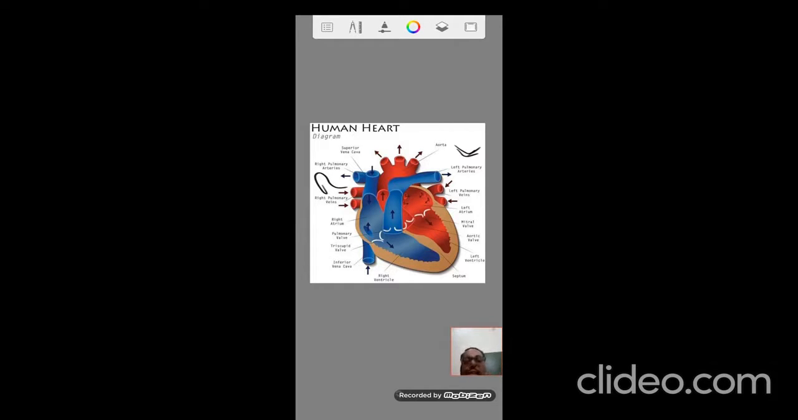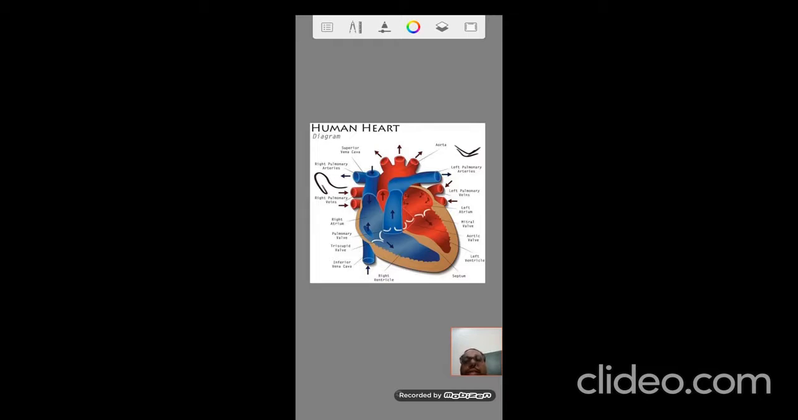You can see that these chambers have different names. On the left side, the upper chamber is known as the left atrium, and the lower one is the left ventricle. Similarly on the right, this is the right ventricle and this is the right atrium. The atrium is the connection from the lungs for the oxygenated blood, and from the right atrium blood is taken to the lungs for the purpose of purification.